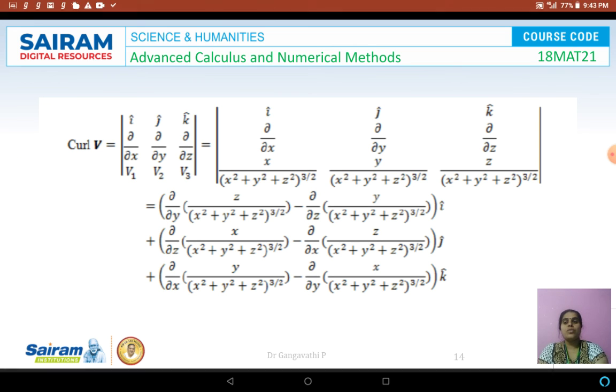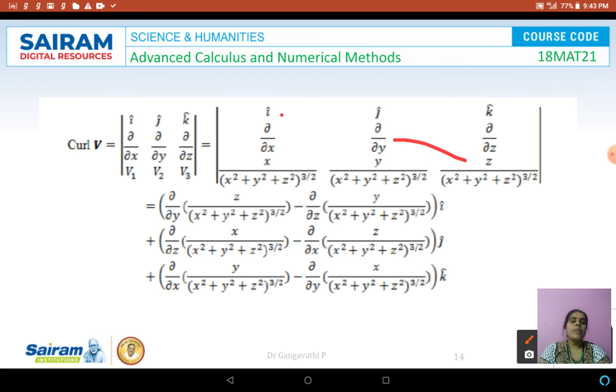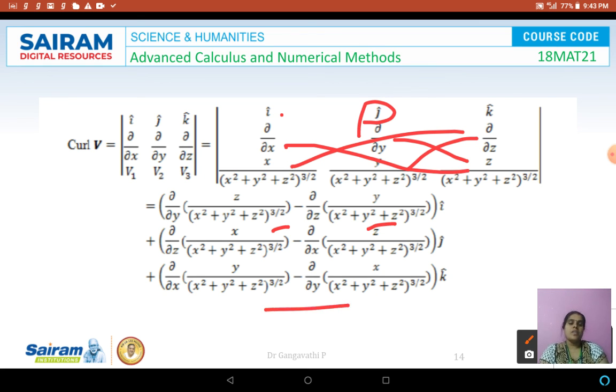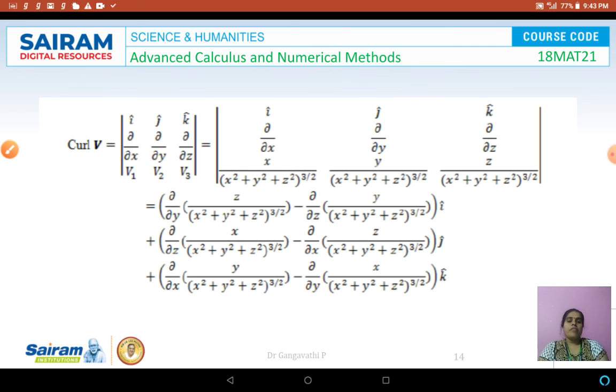To solve the determinant, i cap into ∂/∂y of this term and ∂/∂z of this term, so we have written it as it is. Next, j cap into ∂/∂z operating on this and ∂/∂x operating on this. Similarly, k cap into this. So we have to find the derivatives.